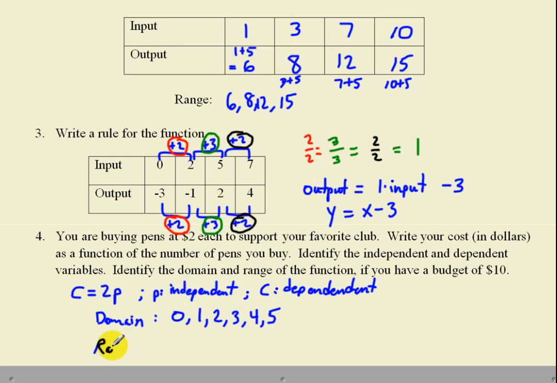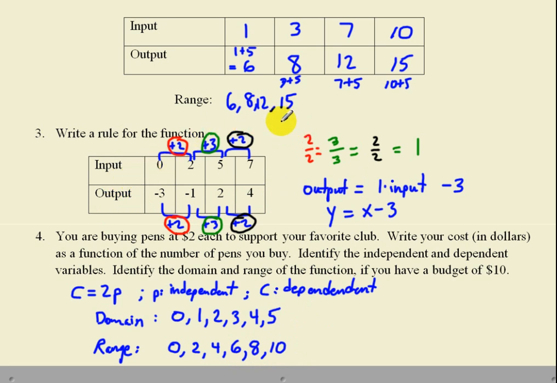And then the range will be how much money do we spend. And if we buy 0 pens, then we spend $0. 1 pen would cost us $2. 2 pens would cost $4. 3 pens would cost $6, 4 pens would cost $8, and finally 5 pens, we would be spending our entire $10.